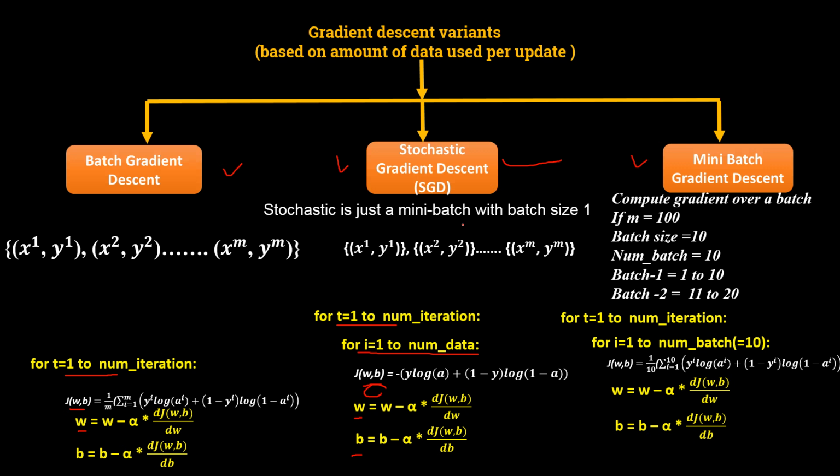So hardly anybody uses this one. So this is in between this. Suppose you have 100 examples, then you choose a batch size. It's a hyperparameter that you need to choose. Suppose I'm choosing 10, so I can have 10 batches. So for t equal to 1 to number of iterations, for i equal to 1 to number of batches, the cost function will be computed by taking the average over 10 samples, or whatever the batch size is, and that batched average cost function will be used to do the update. So it will be something between this and this.